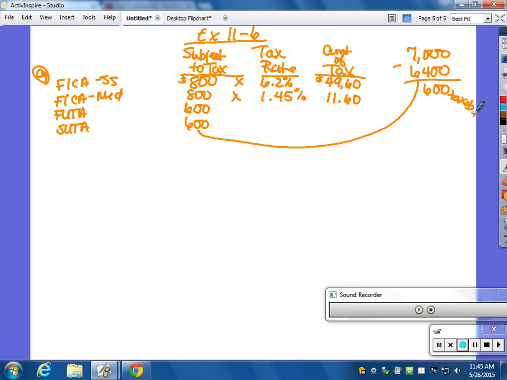All right, so what's the rate for FUTA? FUTA is 0.8. That's important, okay? That you know it's 0.8 and not 8%. So what's the actual amount of FUTA tax? $4.80. And what about SUTA? What's the rate? The rate for SUTA is 2.9%. So $600 times 2.9% gives us $17.40 for SUTA.